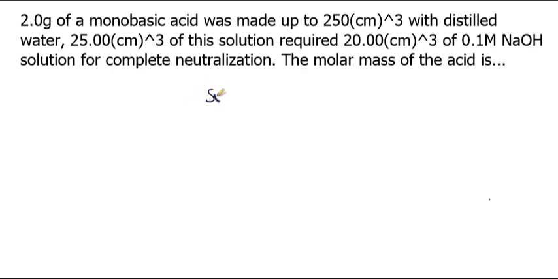Solution. In a question given in this format, the first thing to do is to write out the chemical equation showing the reaction between the acid and the base. But here we are not given the acid. We just are made to understand that it is a monobasic acid. A monobasic acid is an acid that has its basicity to be 1. So let's represent the monobasic acid with X.